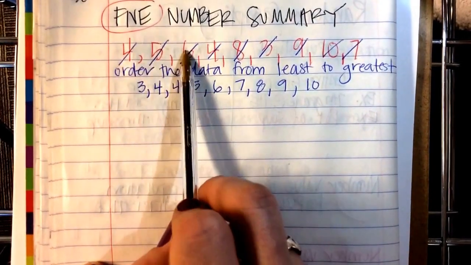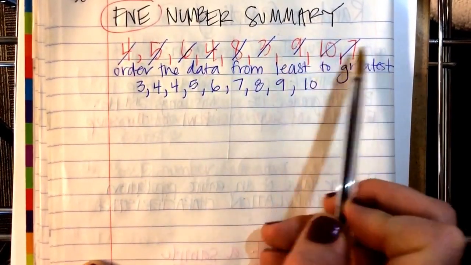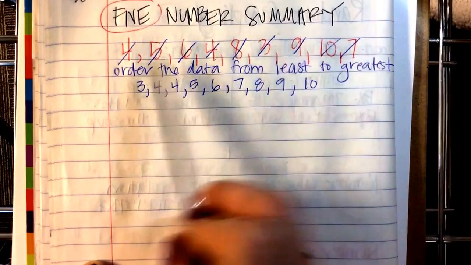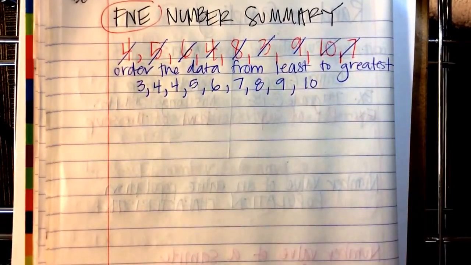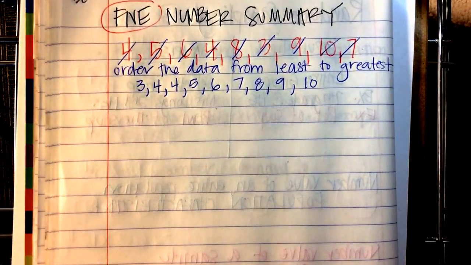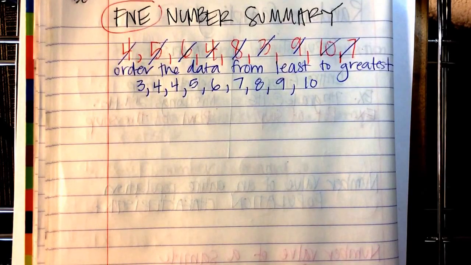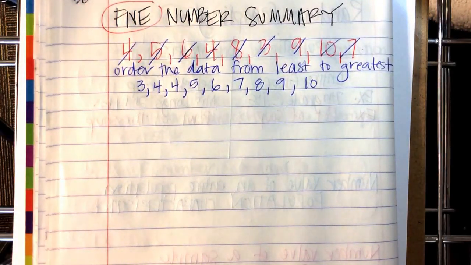There's 1, 2, 3, 4, 5, 6, 7, 8, 9 pieces of data. So I think I'm good. So always make sure your data is in order from least to greatest.